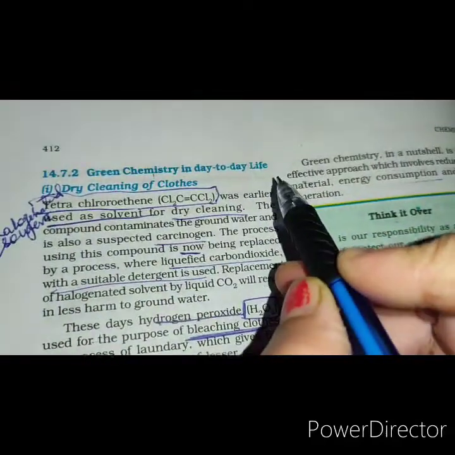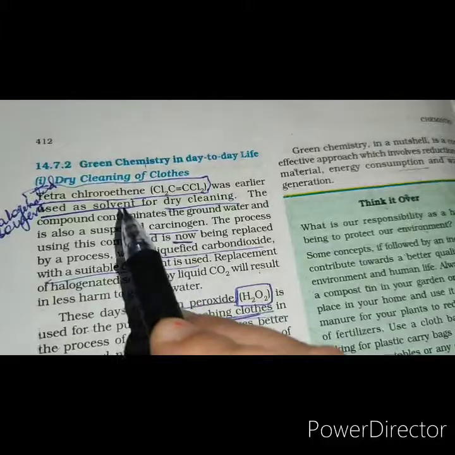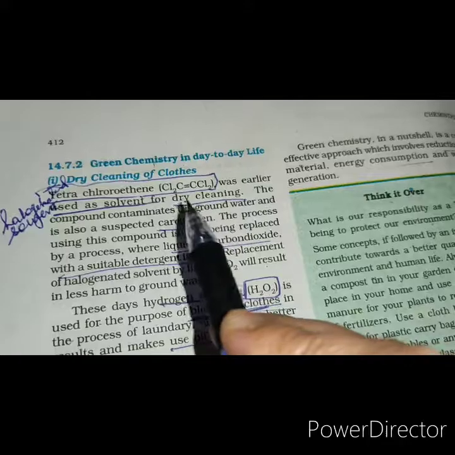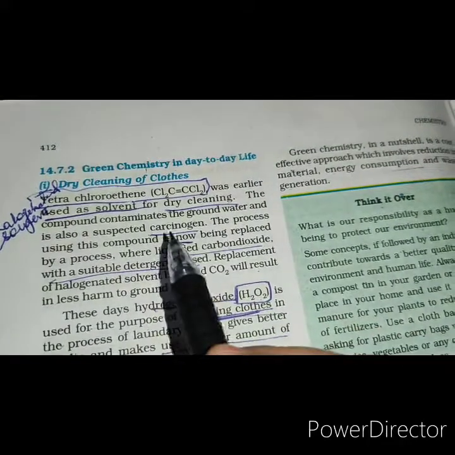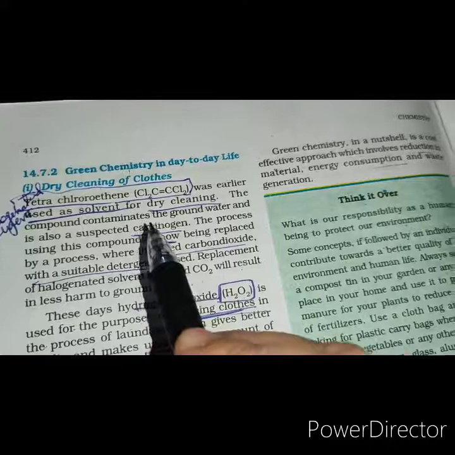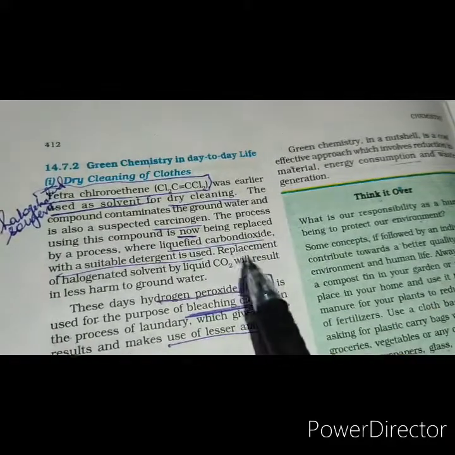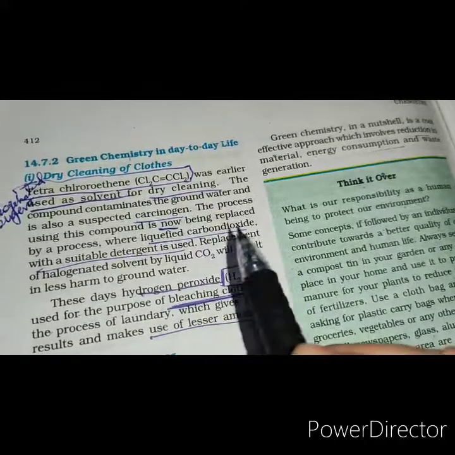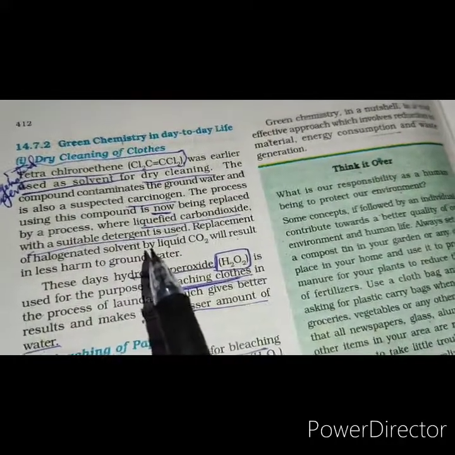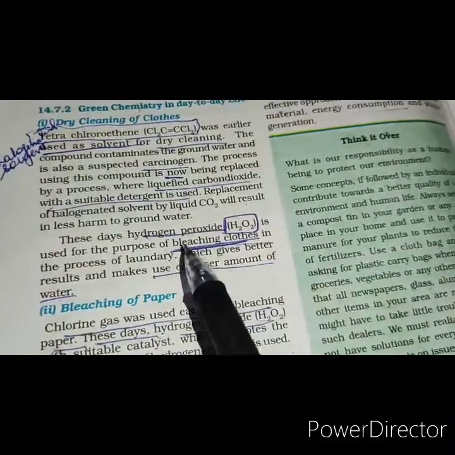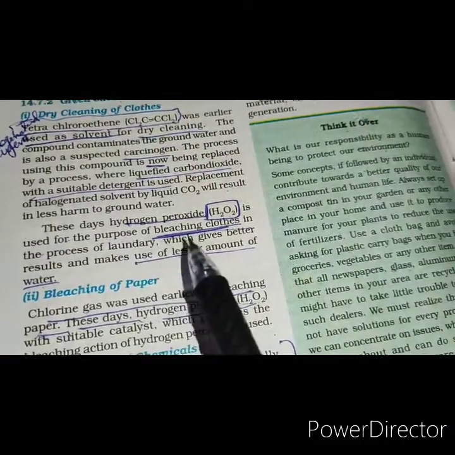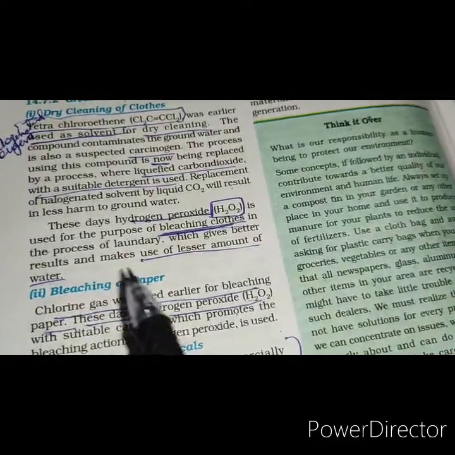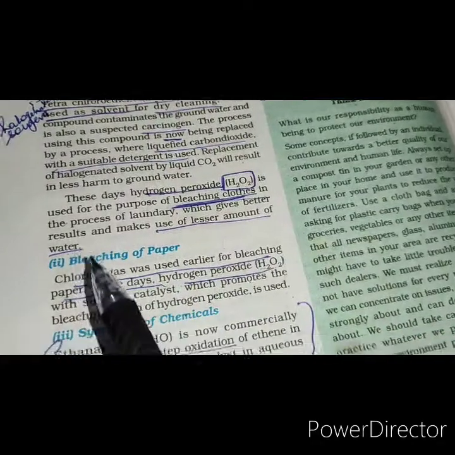Green chemistry in day-to-day life. Dry cleaning of clothes. Tetrachloroethene was earlier used as a solvent for dry cleaning, but tetrachloroethene is carcinogenic, and it also contaminates the groundwater. So it is now replaced by liquefied carbon dioxide with a suitable detergent. Hydrogen peroxide is used for bleaching clothes in the process of laundry. It gives better results and makes use of a lesser amount of water.